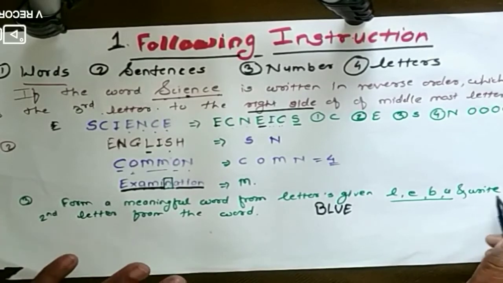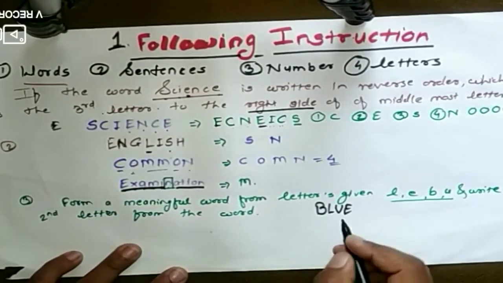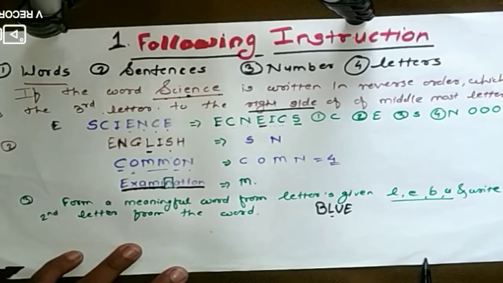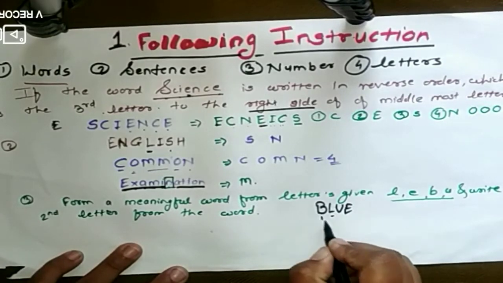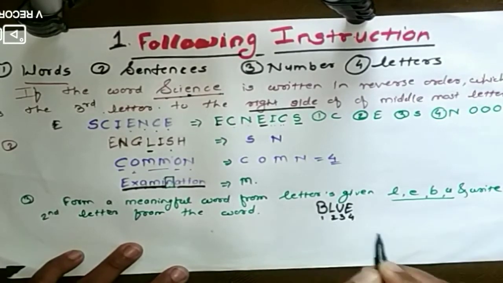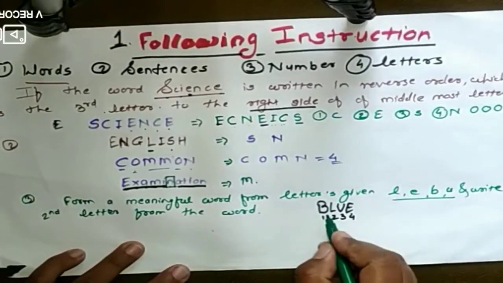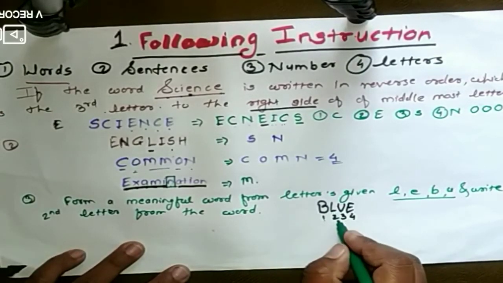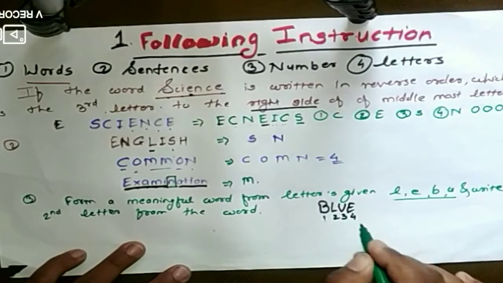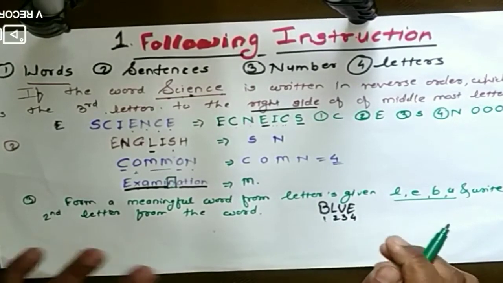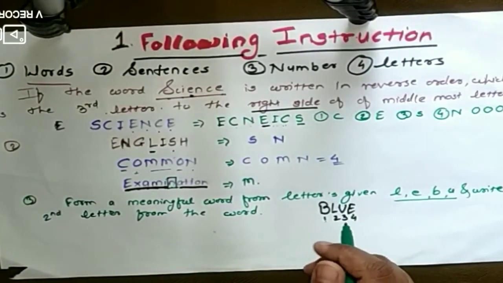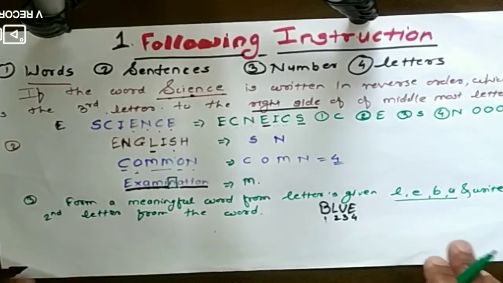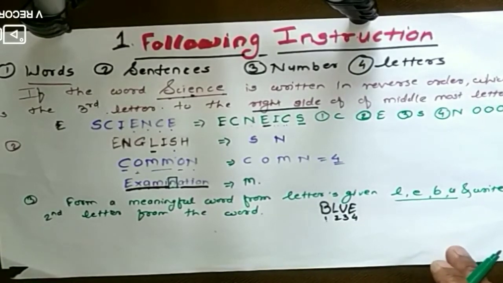Okay, now in this word BLUE, what is the question? Write the second letter of the word. So which is the second letter here? L is the second letter. First letter, second letter, third letter, fourth letter. If they ask you the first letter, B is there, second letter is L, third letter is U, fourth letter is E. In this way we have to write the positions of the letters inside the question.